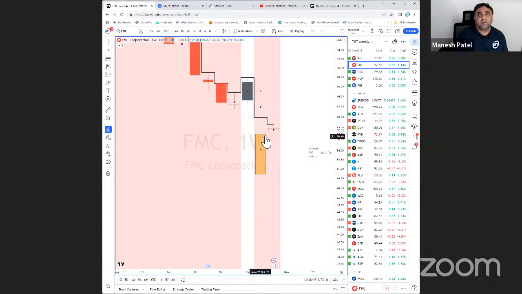So you don't want to enter an opening gap. You want it to open, then come back and fill it, and then enter if it ever gaps on you. So in this situation here, even though this looks successful, it's really a trade that you did not enter at all.